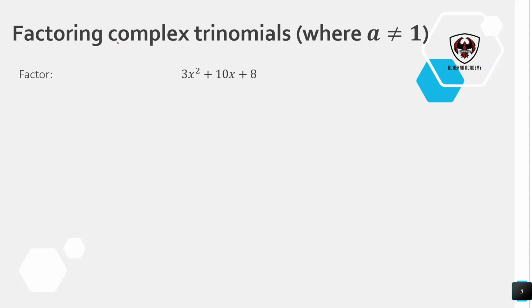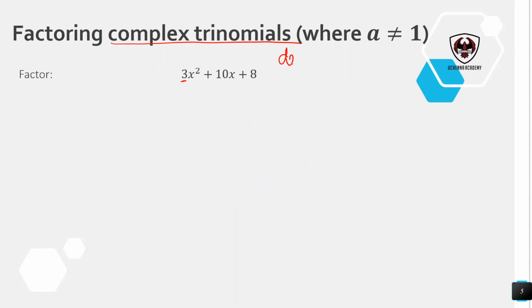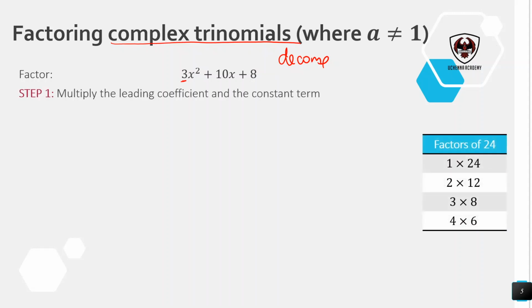So this method is called complex trinomial, so it really just means that the leading number is not 1. The method is also called decomposition, and you'll see why. I'm just going to write decomp. And how do we go about doing it? Well, the method actually starts off quite similarly to product sum. Step 1 is multiply the leading coefficient and the constant term.